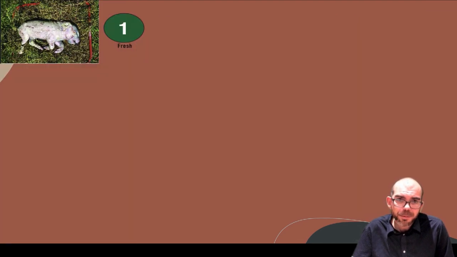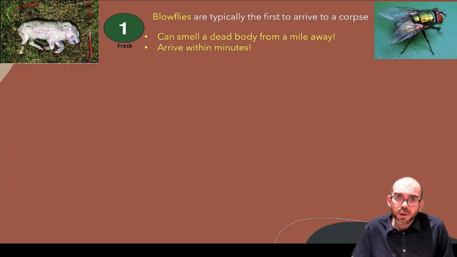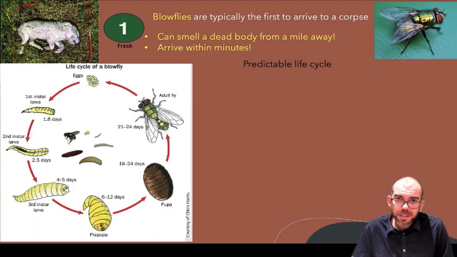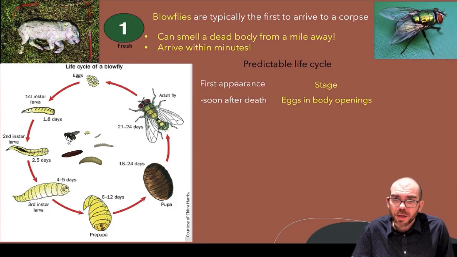Let's look at an example. So here I have a fresh corpse, so first couple of days. Blowflies are typically the first insect to arrive on a corpse. Because they can smell a dead body from about a mile away, they'll get there within minutes of the organism dying or appearing at the crime scene. And their life cycle is very predictable. We know that soon after death, the adult's going to land near an opening, probably a mouth or eye, and lay its eggs. Those eggs will develop, and in about 1.8 days, they'll hatch into a larva, which we're going to call an instar 1.